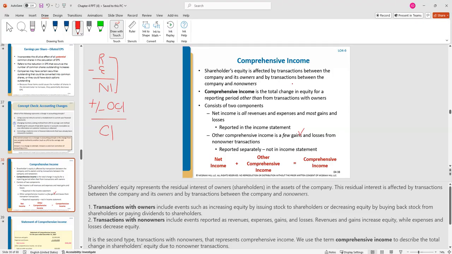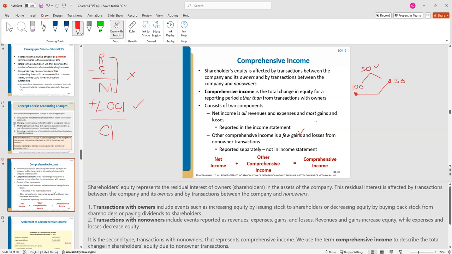One would be unrealized gains or losses on available for sale securities. We'll talk in a later chapter about the difference between trading securities and available for sale securities. But say you buy a security, like a stock, at $100, and at the end of the year it's worth 150. It has appreciated in value by 50, but that is an unrealized gain insofar as we didn't sell the stock. It's just kind of like a holding gain. It could be the reverse, an unrealized loss that we subtract.